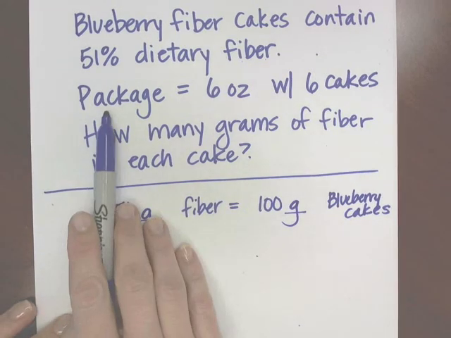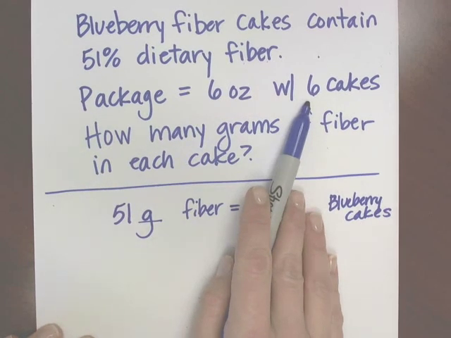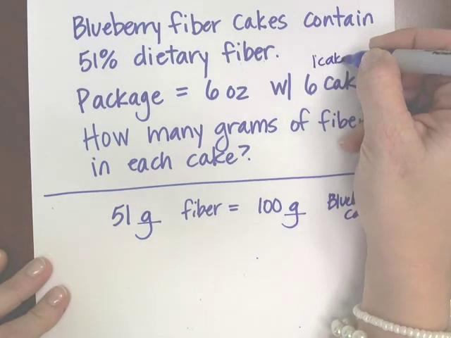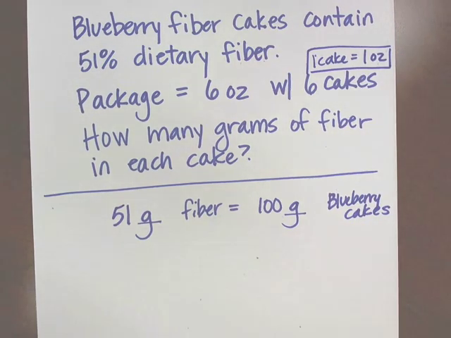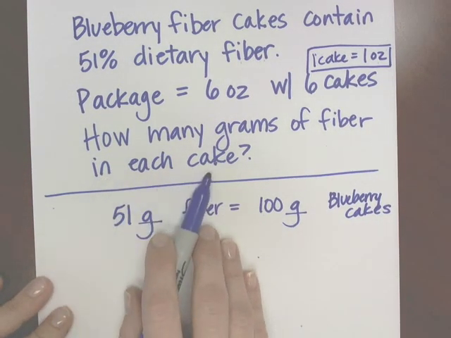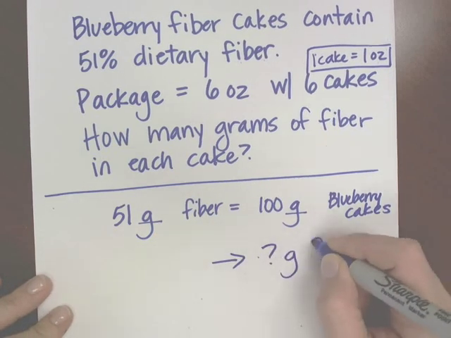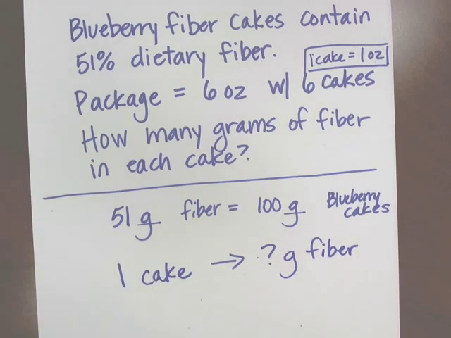The problem also tells me that a package is 6 ounces and it contains 6 cakes. So right away I know in my mind that 1 cake then must be 1 ounce. How many grams of fiber are in each cake? So I'm going to write the question a different way. How many grams of fiber are found in 1 cake? And that's where I'm going to start.